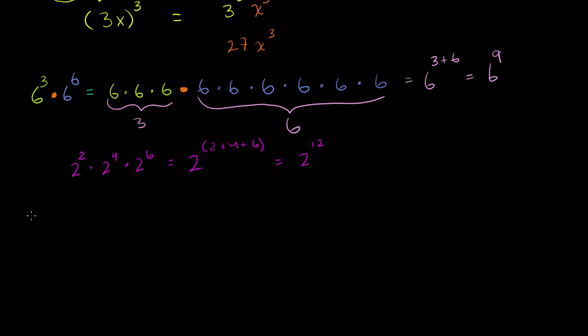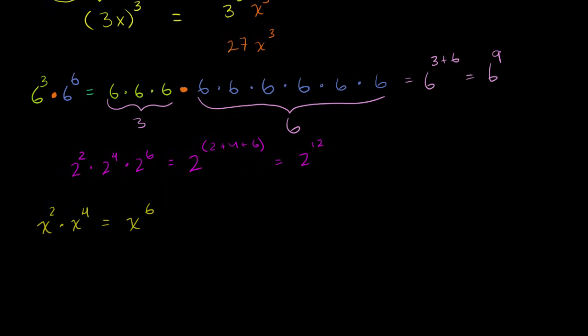Let's do it in a little bit more abstract way, using some variables, but it's the same exact idea. What is x squared times x to the fourth? Well, we could use the property we just learned. We have the exact same base, x. So it's going to be x to the 2 plus 4 power. It's going to be x to the 6th power.